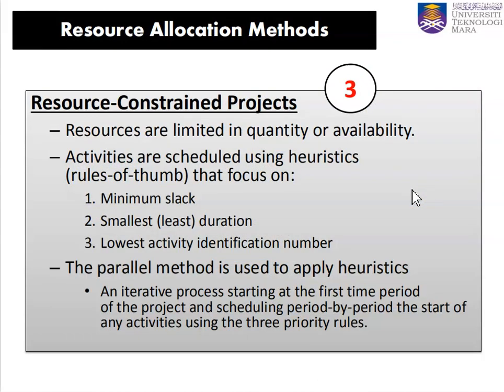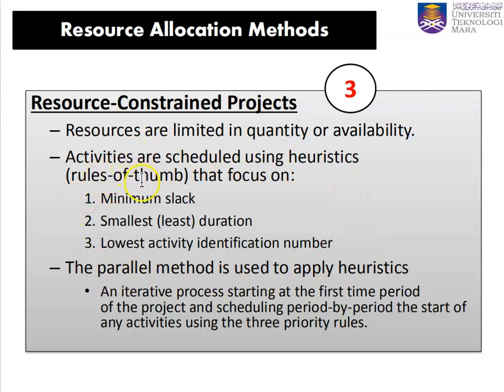Now after we finish the time constraint method, let us see some of the resource constraint scheduling or project, whereby the resources are the constraints as the name implied. Okay, so resources are limited in quantity or availability. Activities are scheduled using heuristic rules of thumb. So this is a rule of thumb. You have to look into the minimum slack first, and then you have to choose the smallest duration, and then you can choose the lowest activity identification number. We'll see how this comes in.